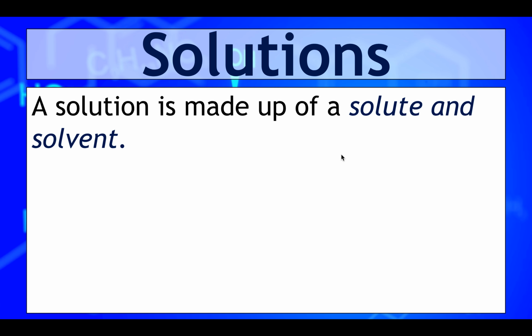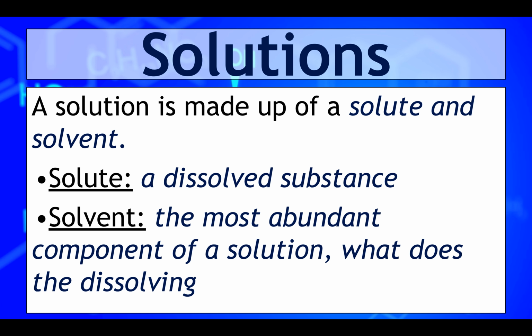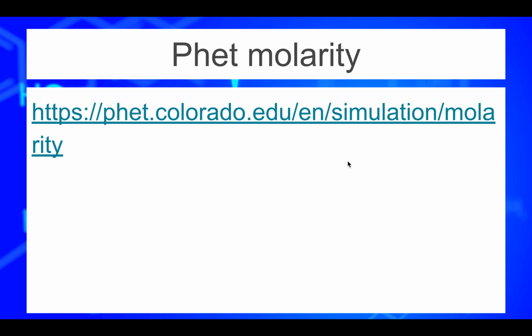Solutions. A solution is made of a solute and a solvent. A solute is the substance that's dissolved. The solvent is going to be the most abundant component of the solution, and it's the thing that's doing the dissolving. When you're making lemonade, your lemonade mix is your solute, and the water you're mixing it into is the solvent. In class, we're going to be looking at a simulation showing molarity.